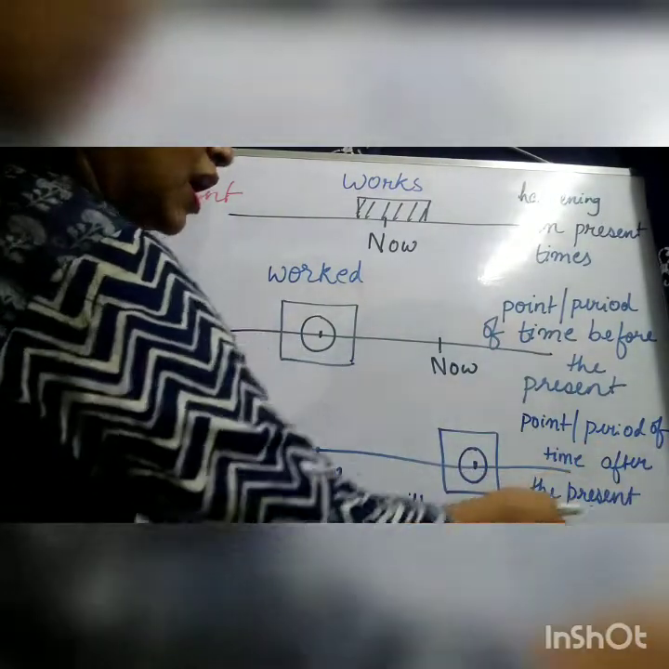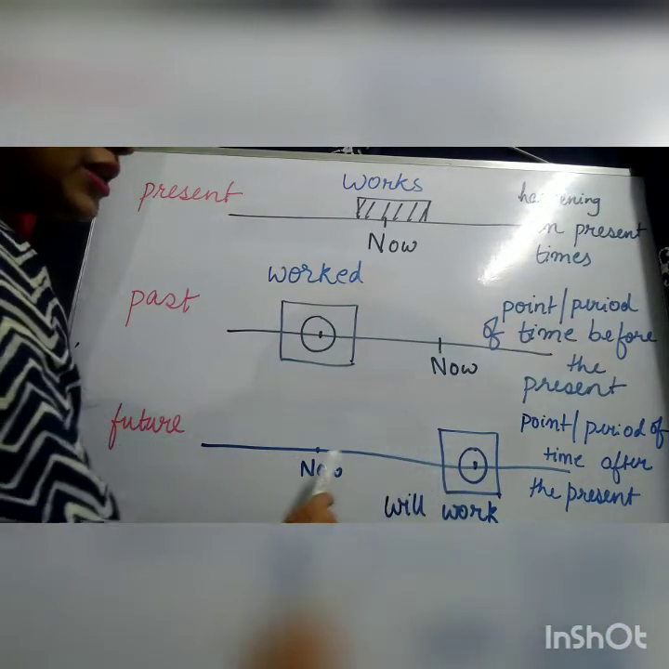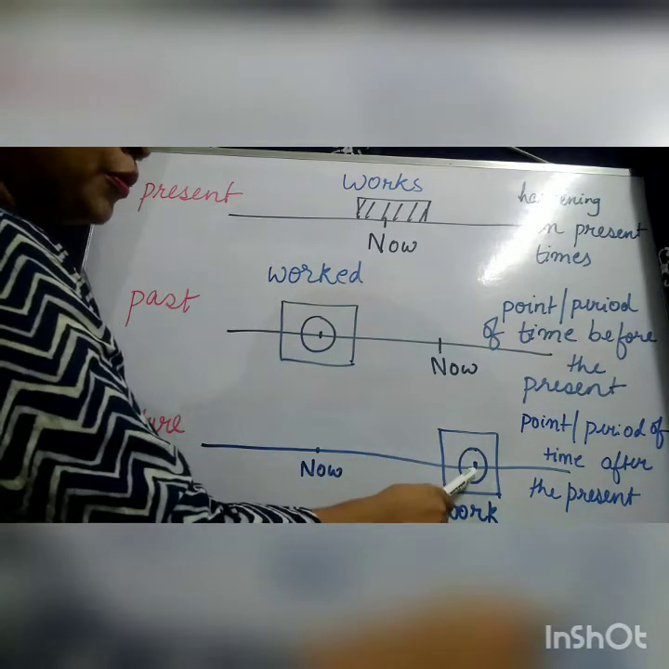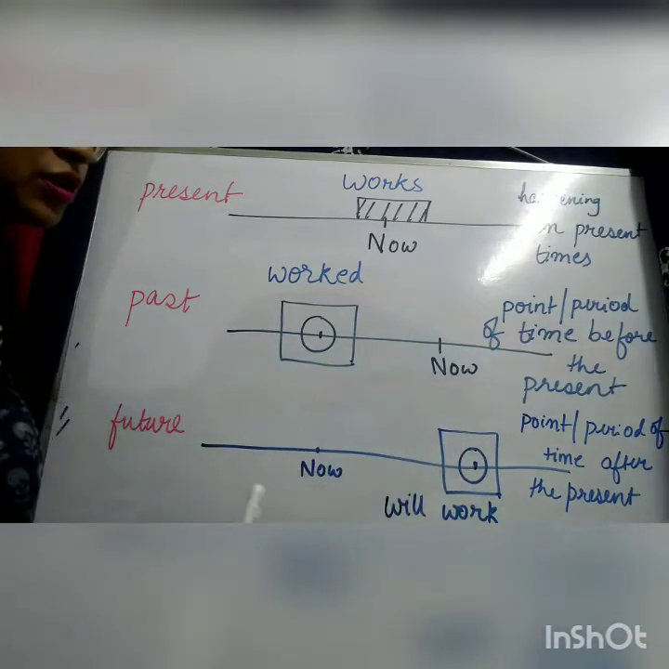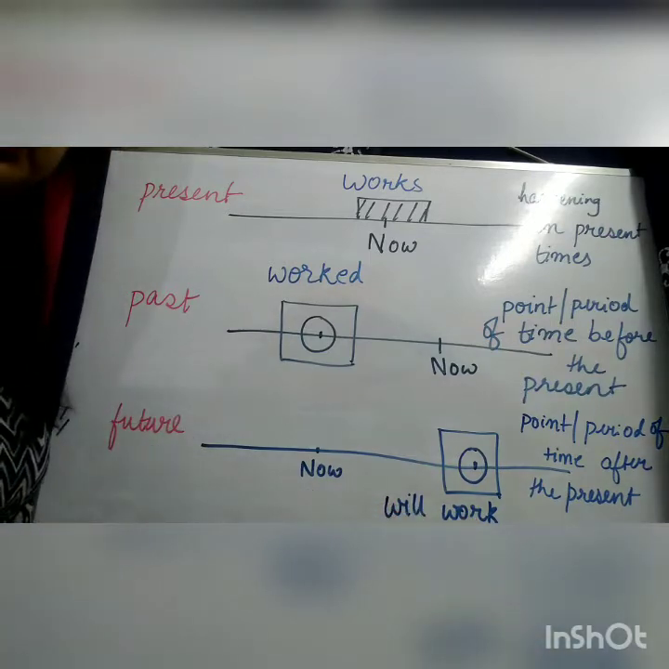And the third timeline shows a point or a period of time after the present. So this is the present moment, and an action that is supposed to happen at a point of time after the present moment will be written as will work.